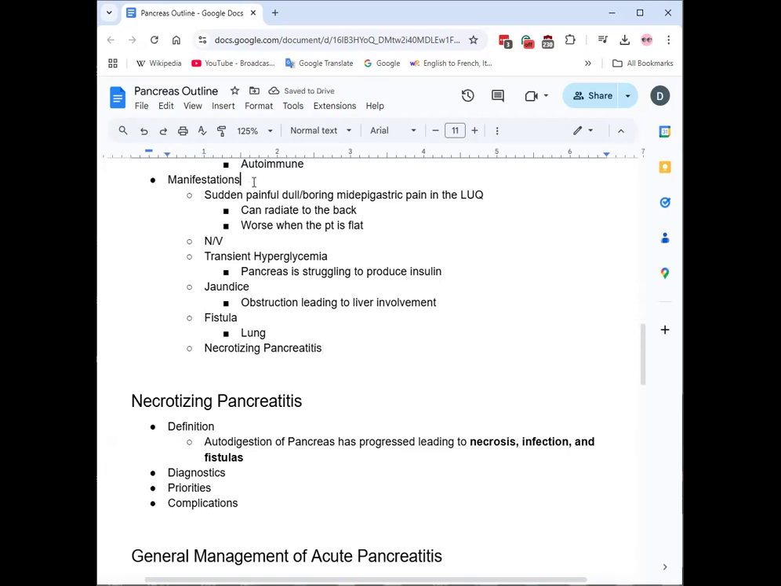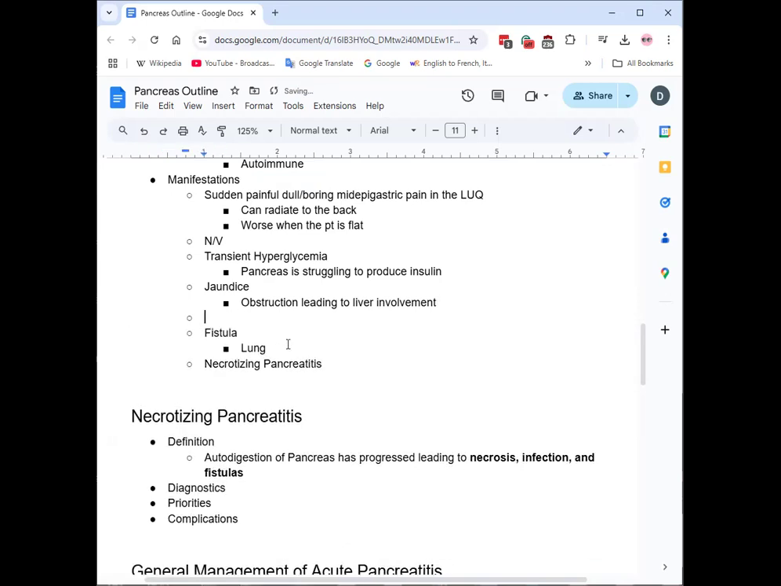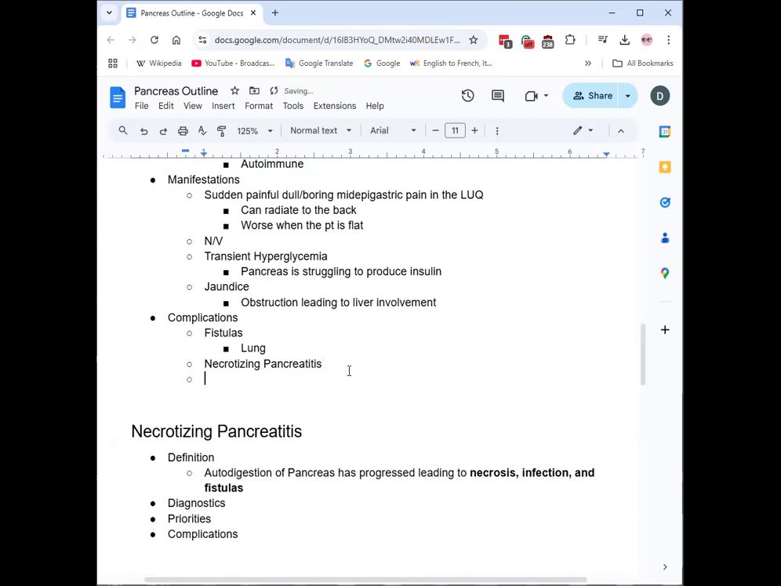So I guess here we'll put manifestations, complications. Just kind of ease it out. Sorry, there's a lot of stuff here. I'm just trying to make it make sense, organize it in a good way. So maybe I will split them up because I think it's going to make it a little bit easier. So fistulas, and that leads to a lot of other stuff. I would say hypocalcemia is probably more of a complication.